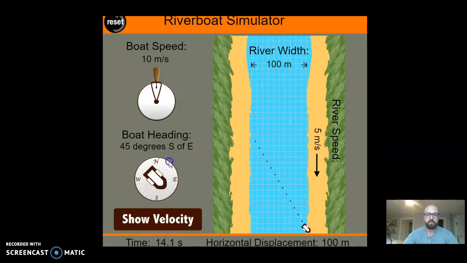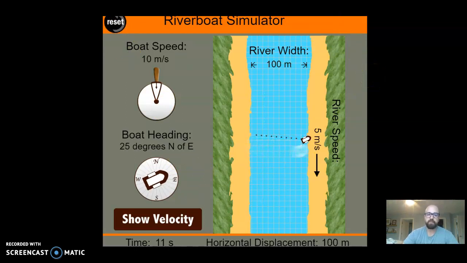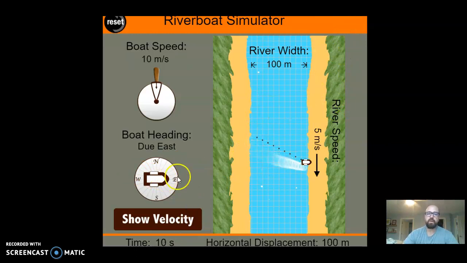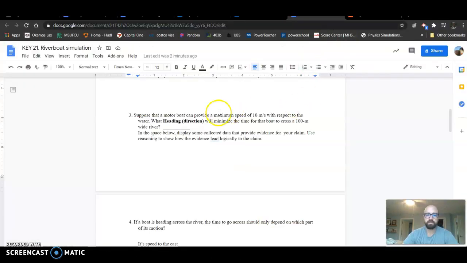So let's change this. What about if I go up at, let's say, 20 degrees? How long does this take? 11 seconds. So that was slower than all of these at the original heading of straight across. So if I go up at an angle, down at an angle, all of those still take longer than if I just head straight across. So your answer then, as you're doing this, what heading will minimize the time? And that's due east. And you can put the data there, and I'm sure you did, about doing that.